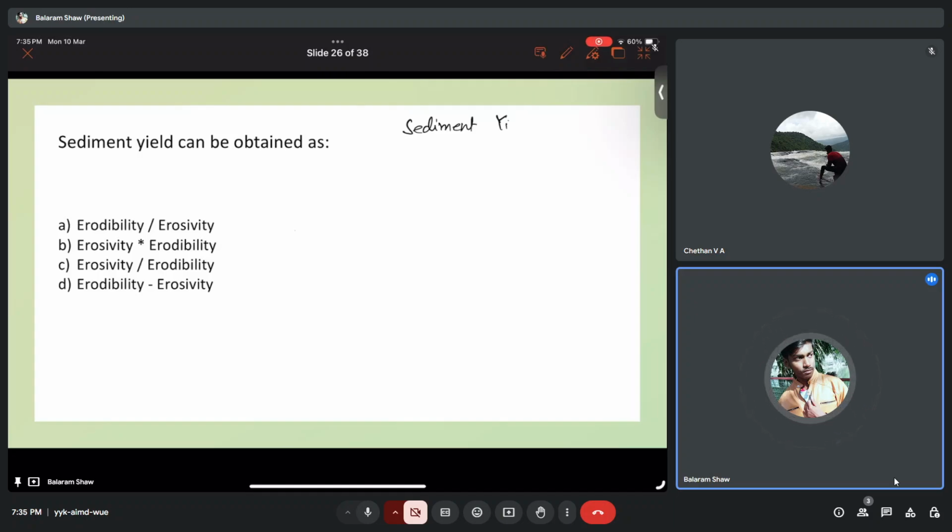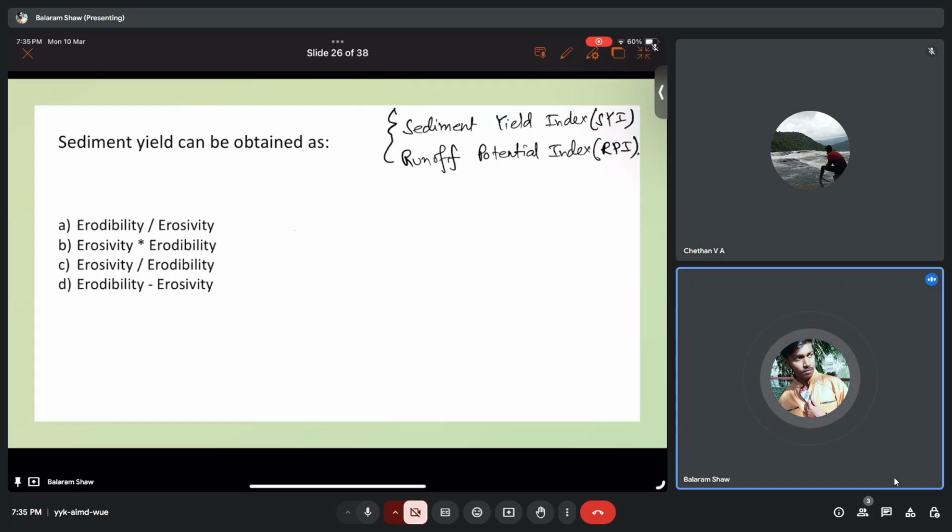Sediment yield index or runoff potential index, something like that. So these are some of the indices which we use to prioritize the watershed, like which watershed is to be prioritized, which is having high priority, which is having low priority, so that we can plan the management of that watershed.